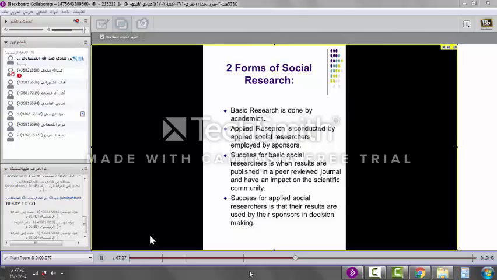لكن they gave different forms of social research. Basic research, which is done by academics. Applied research is conducted by applied social researchers employed by sponsors. طبعا عادة نحن يطلبون تبحث عن قضية معينة. They sponsor you to do it.